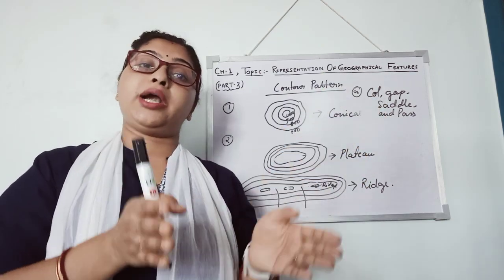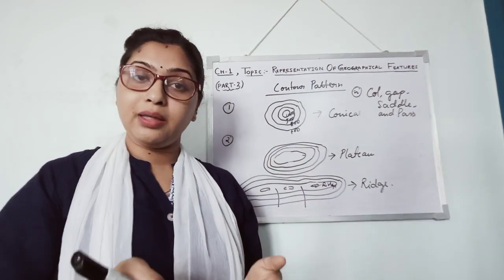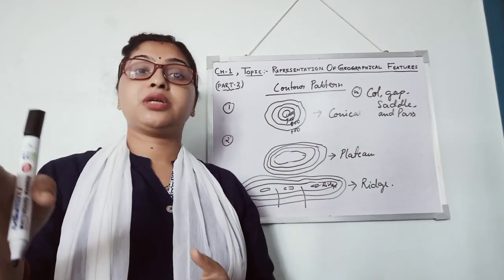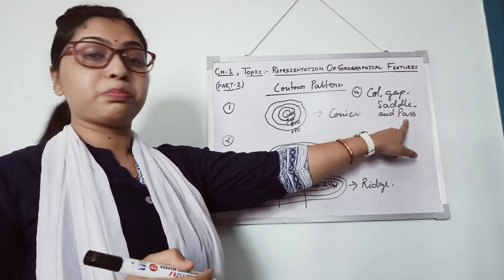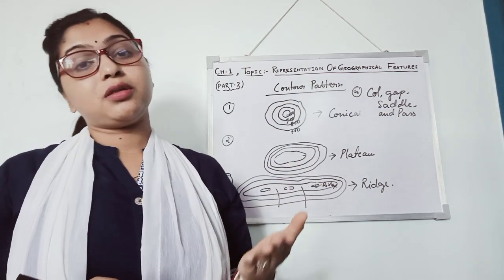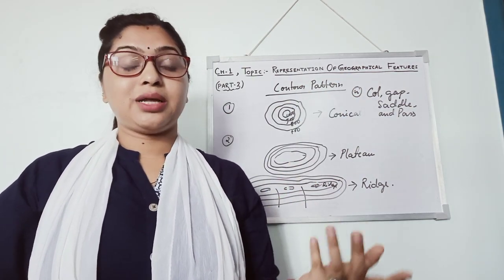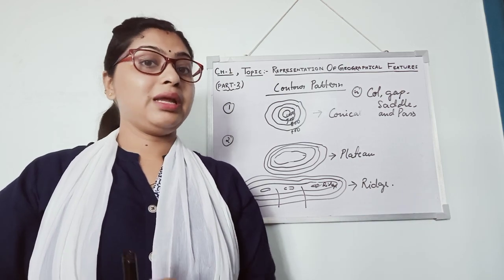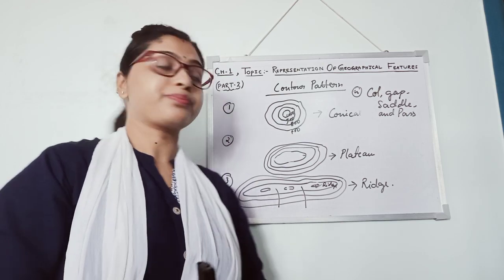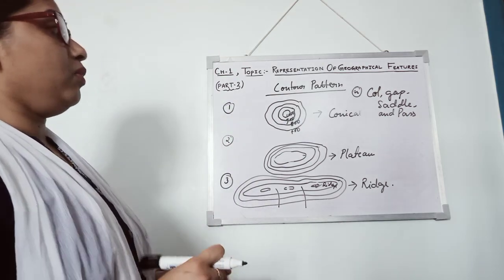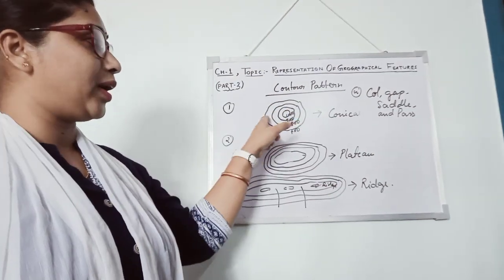When the saddle has some road, meaning a foot track, even some transportation available there, then it is known as a pass. Like India has many such passes like Nathula, Shipkila, Jojila. These are the passes present in India. Even all the mountain ranges have this kind of passes. Clear?